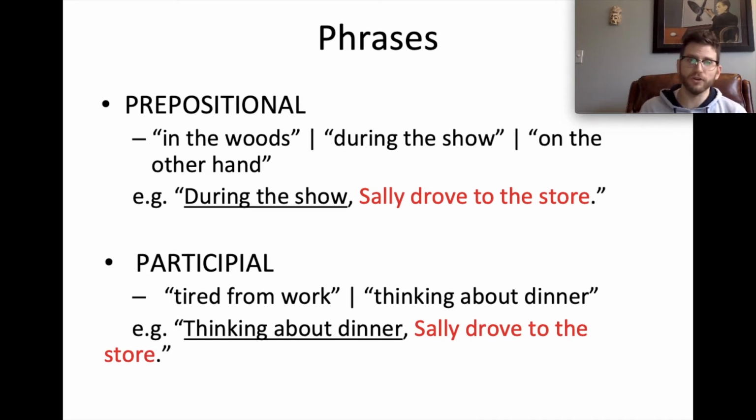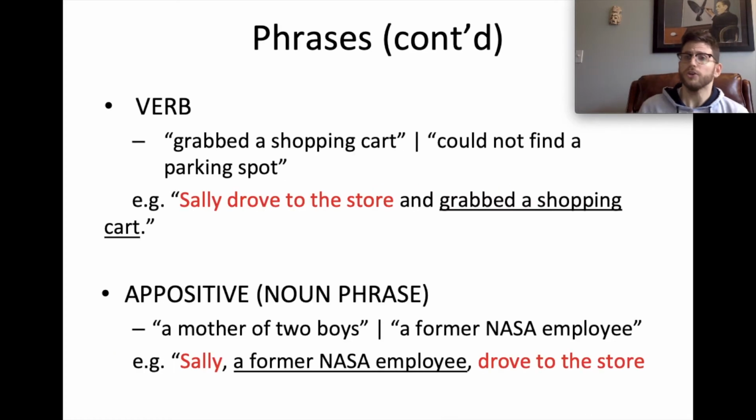If I add one of those to our simple sentence, Sally drove to the store, if I add thinking about dinner to it, I still have not changed fundamentally whether it's a simple sentence or not. Still a simple sentence. Okay. You've also got, like I said, phrases can be missing subject, missing verb, missing both. So you can also have verb phrases.